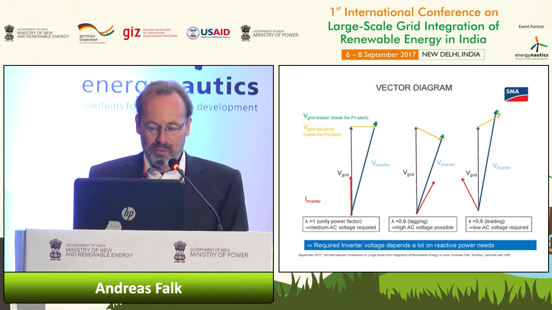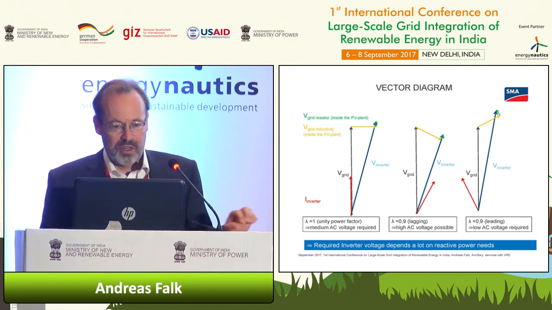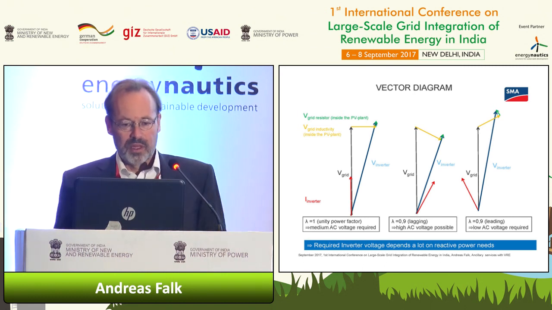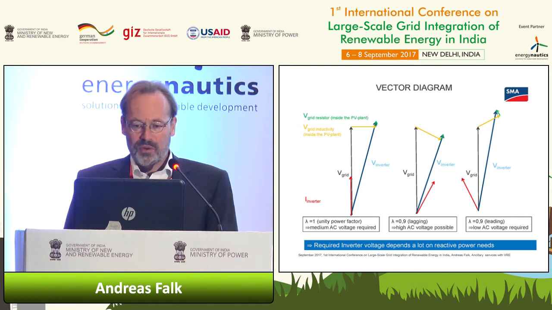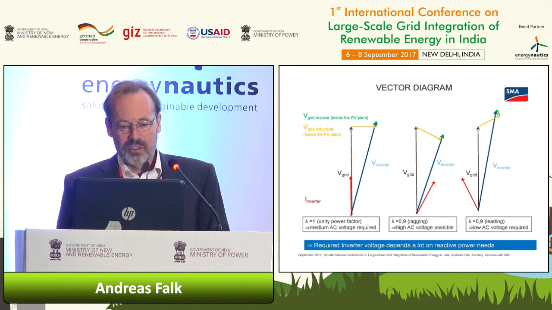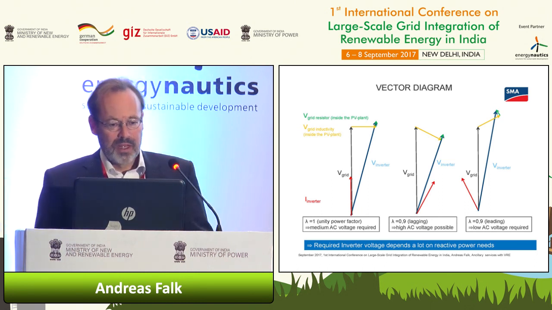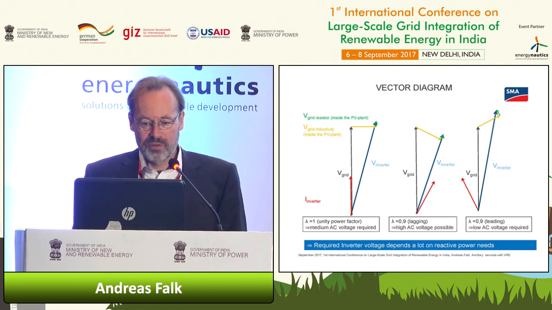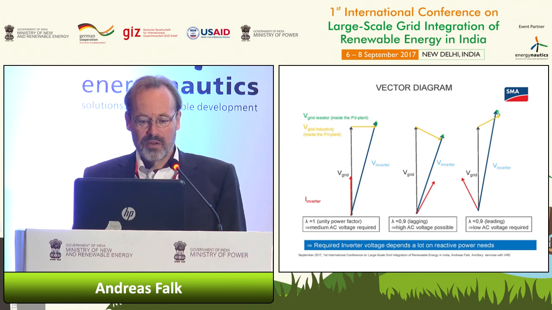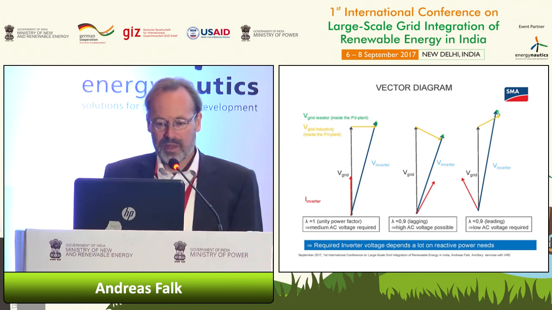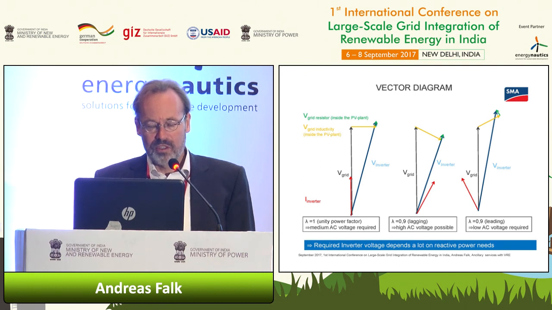The inverter voltage depends on reactive power. Here you have three diagrams. For each diagram, the voltage at point of interconnect is equal, but the inverter voltage differs for different power factors at point of interconnection. First, unity power factor. Then the inverter voltage per unit is, of course, higher than the grid voltage.